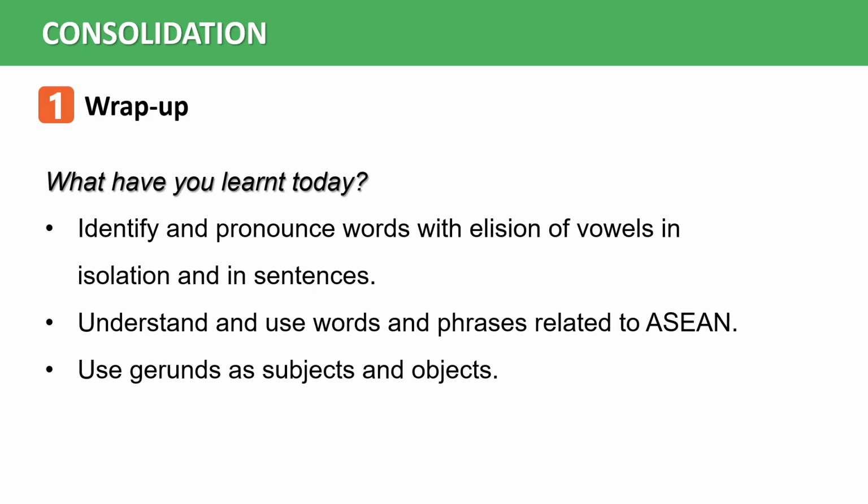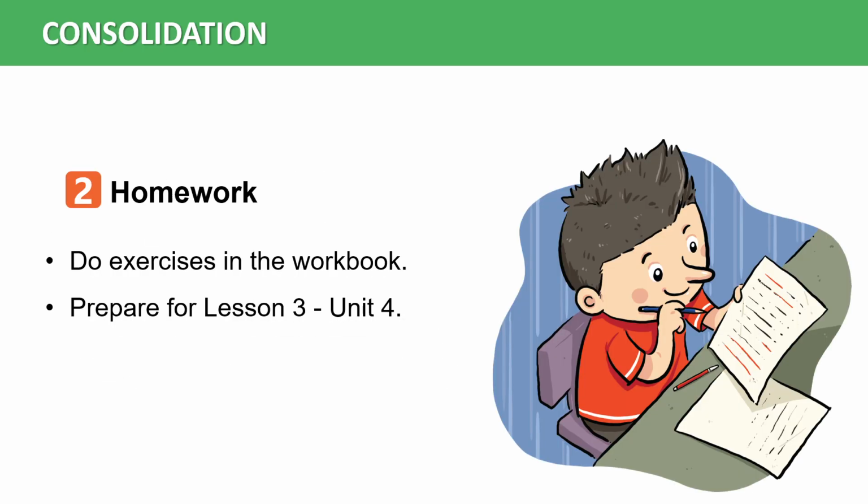Now let's wrap up. In today's lesson, you have identified and pronounced words with elisions of vowels in isolation and in sentences. You can also understand and use words and phrases related to ASEAN. Finally, you can use gerunds as subjects and objects.